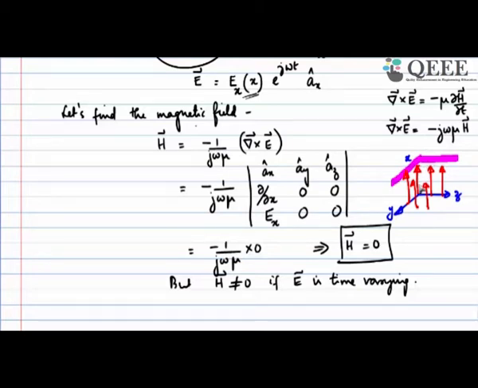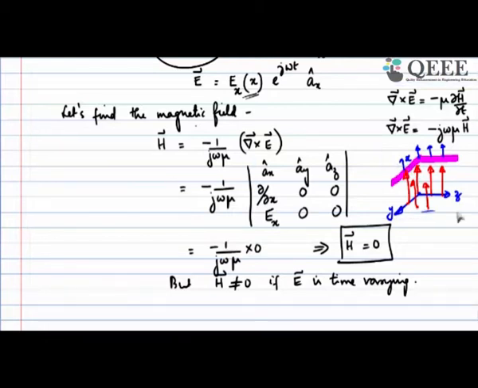Even in that plane, the electric field at this point need not be the electric field at this point. It could have changed because it's a function of X. So as X is changing, as the height is changing, the value of electric field could have changed. But in the same plane, along Z axis or along Y axis, it is the same.